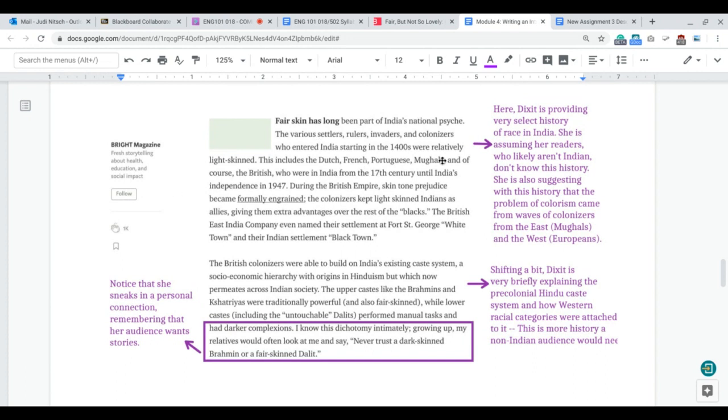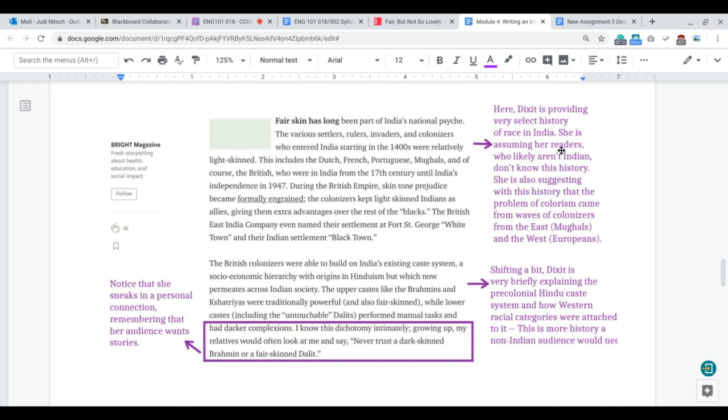So here in this first paragraph, Dixit is providing very select history of race in India. India is an ancient place. So she's really giving us an overview of history that starts in the 1400s. So this is incredibly concise. You want to try to be that concise. You don't want to overwhelm your readers with history. You want to give them just enough. So this is a really great example of that, very skilled.